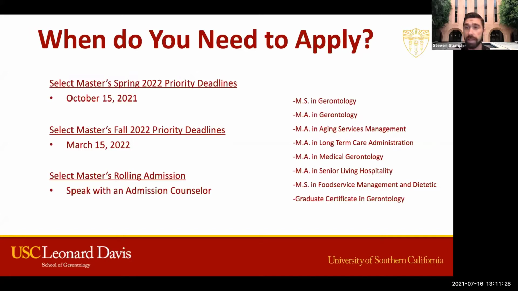If you want to be considered for the merit-based scholarship, we can guarantee that your application will be considered if you submit before the priority deadline. However, if the priority deadline passes, you can still submit your application on a rolling basis. If you're interested in starting in fall 2022, which has an August start date, the priority deadline will be March 15th. And again, that application will become available in early fall 2021.